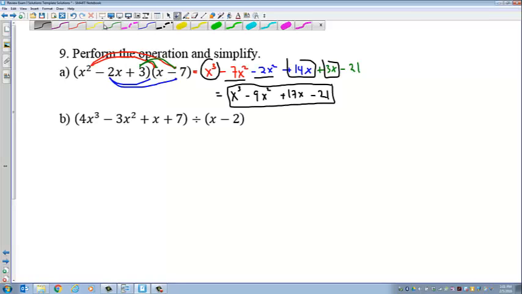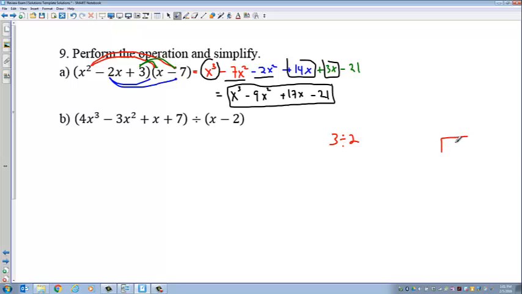So let's finish up here on number 9 and do this division problem. Remember, when we're dividing two polynomials, you can think about dividing numbers like 3 divided by 2. 3 goes on the inside here and 2 goes on the outside. So on this one, we'll have x minus 2 on the outside, and on the inside, we'll have the 4x cubed minus 3x squared plus x and then plus 7.